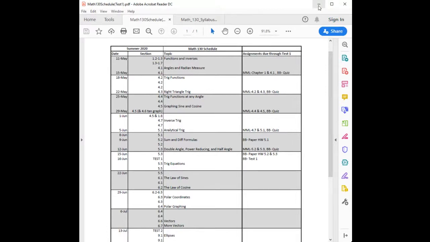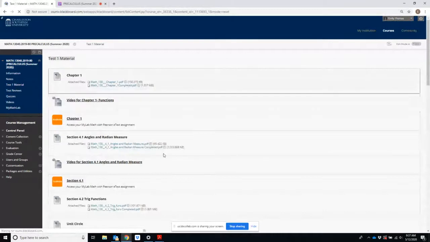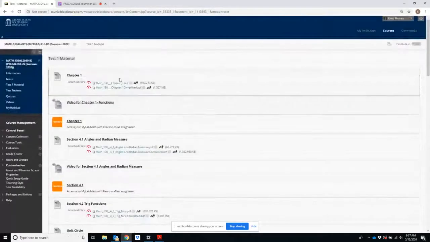And then let's see. I will share my screen with you so that we can look at the way things are set up in Blackboard. So in Blackboard, the Test 1 material tab, that's where you'll go, and it has everything laid out in the order that I think you should do them.